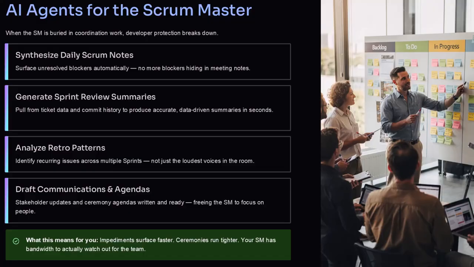It can even help the SM draft stakeholder communications, prepare ceremony agendas, and track team metrics across sprints. All the administrative overhead that pulls a Scrum Master away from actually watching out for the team.